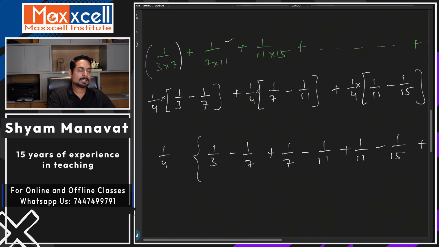This. First, understand the importance. If you don't have the same difference, 3 and 7 difference is 4, 7 and 11 difference is 4. If you don't have the difference 4, you won't be able to take this 1 upon 4 common. Did you understand this part? Yeah, you won't be able to take that common. That's important.